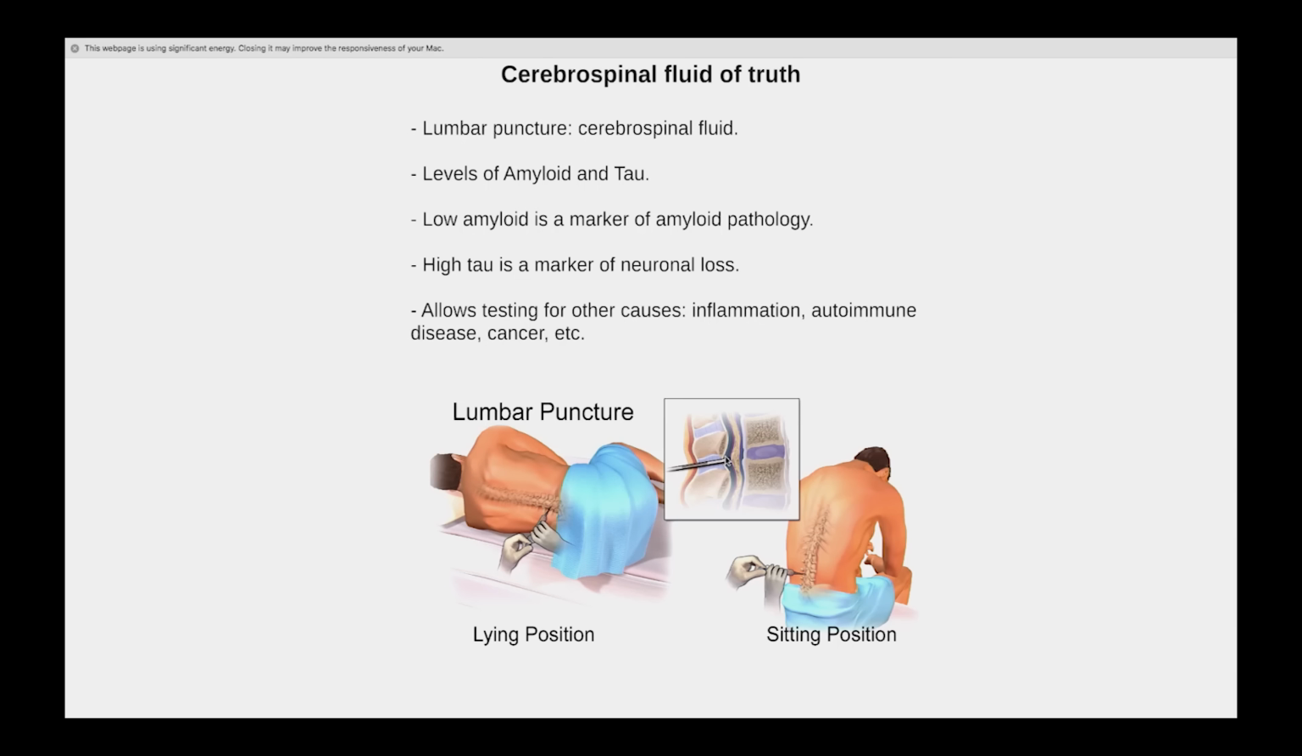Okay? And what's really nice about doing a spinal tap or a lumbar puncture is that we can also test for other things that sometimes may be causing memory problems and aren't Alzheimer's disease, like inflammation in the brain, infections in the brain, tumors, lymphomas, things like that. So getting a sample of the fluid allows us to test for other things, and that's always nice, and it complements the workup.